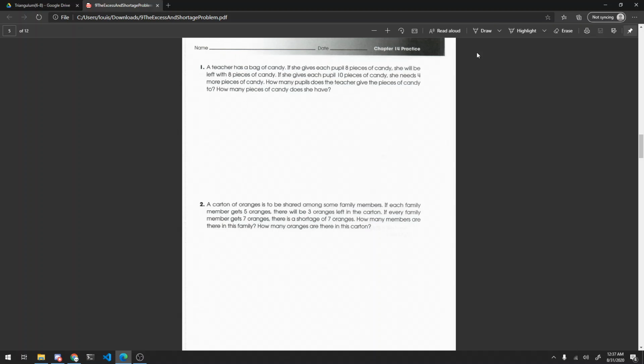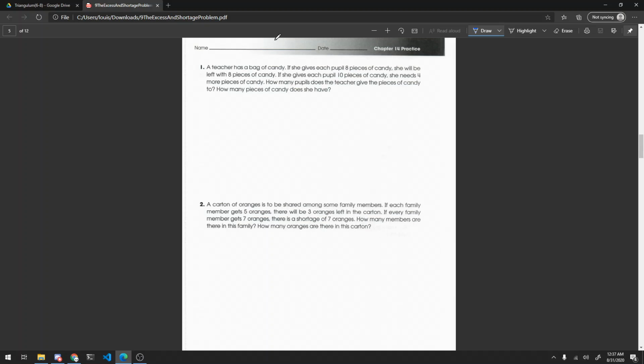A teacher has a bag of candy. If she gives each pupil 8 pieces of candy, she'll be left with 8 pieces extra. If she gives each pupil 10 pieces, she'll need 4 more. How many pupils does the teacher give the pieces of candy to? And how many pieces of candy does she have?